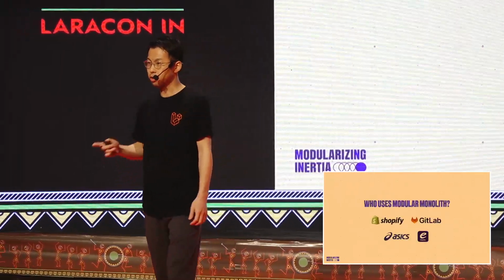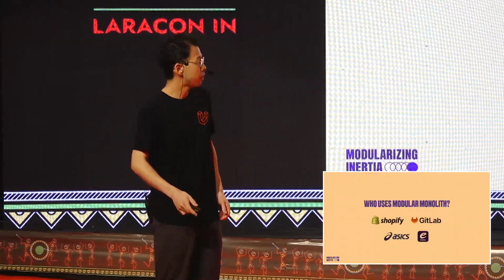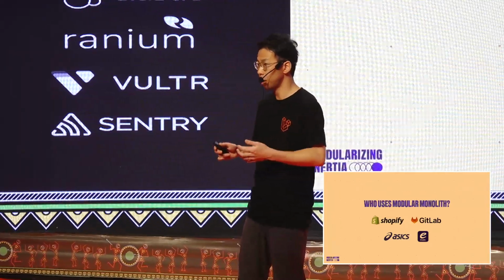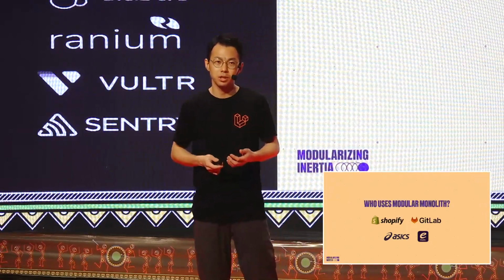So who uses modular monoliths? Shopify is one of the largest Rails applications out there. They incrementally migrated their massive code base to a modular monolith, which gave them the structure they need while avoiding the complexity of microservices. GitLab also uses modular monoliths for their main application, which is also a massive code base with over 2 million lines of Ruby code, where over 100 developers are contributing to it every day.